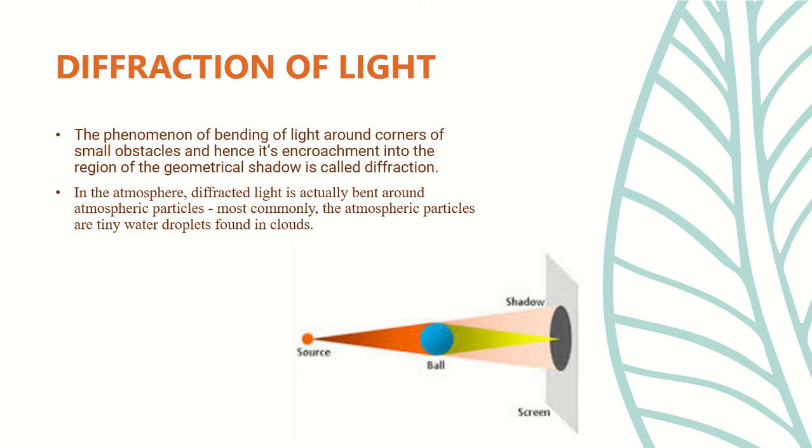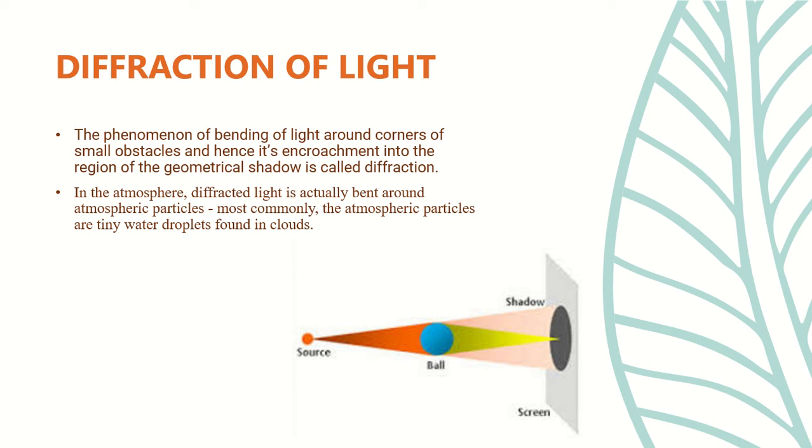The next property is diffraction of light. Diffraction of light is the phenomenon of bending of light rays around the corners of small obstacles, and hence its encroachment into the region of the geometrical shadow is called diffraction.